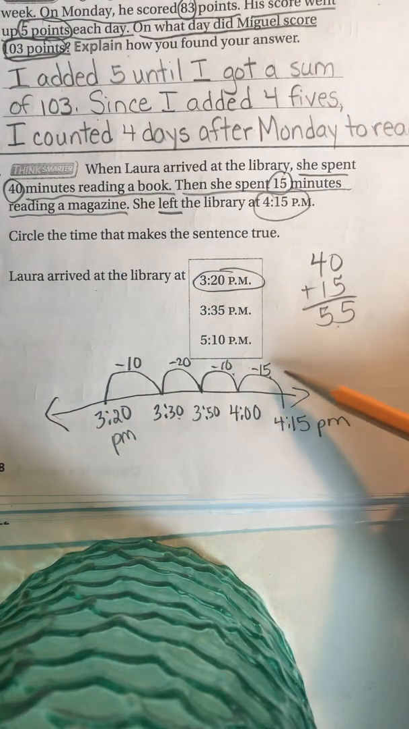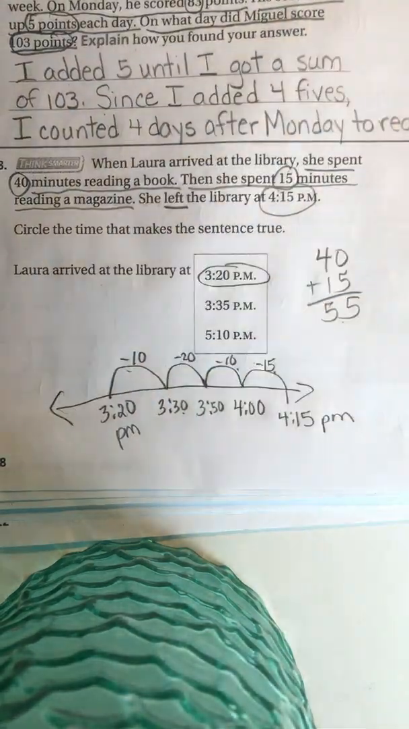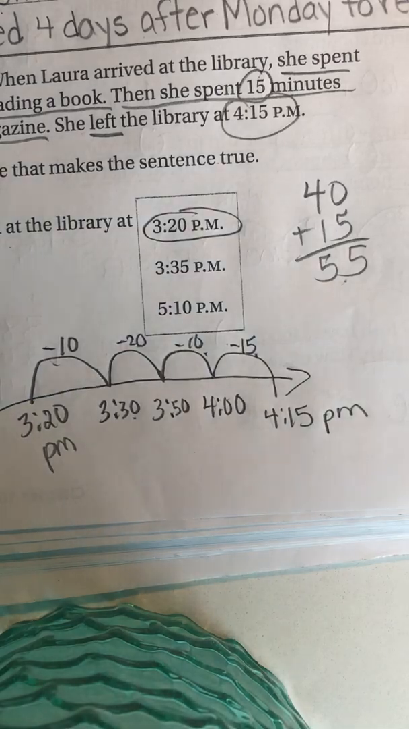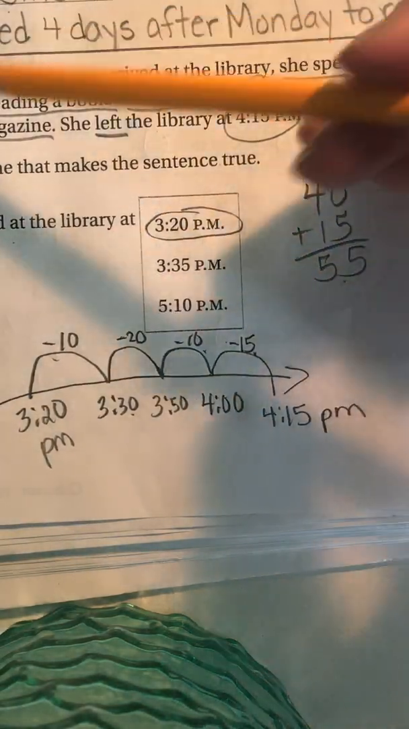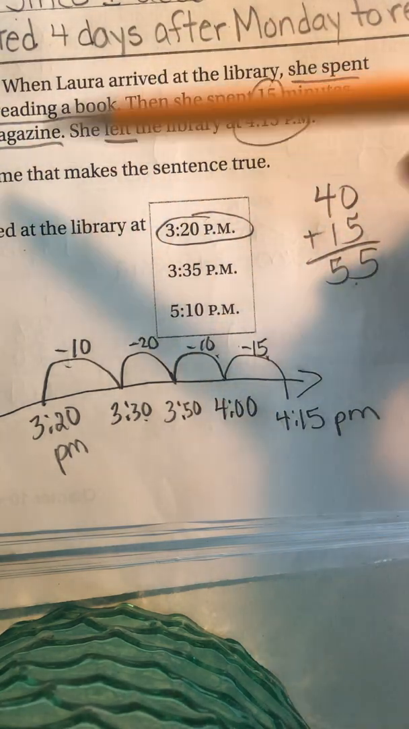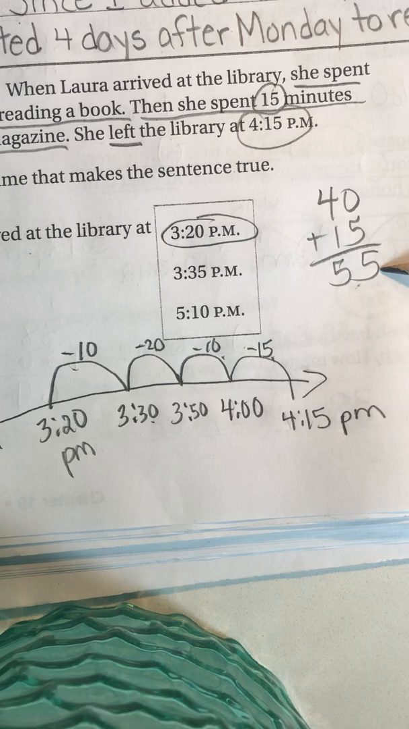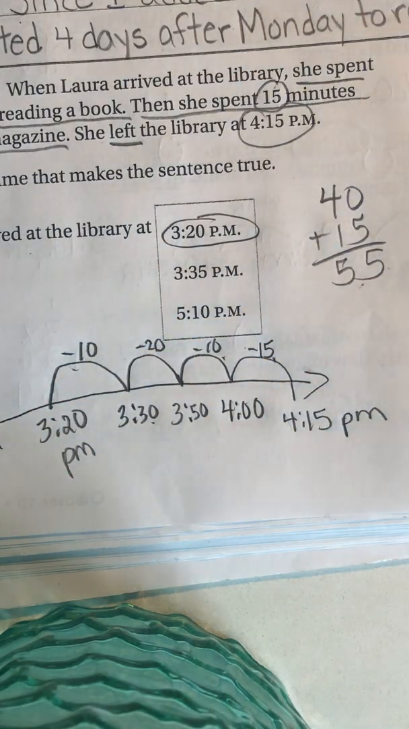So, what time did Laura arrive at the library? 3:20. So, 15 plus 10 plus 20 plus 10 is 55 minutes, my friends. Where did I get 55 minutes from? Because in the problem, she spent 40 minutes reading and 15 minutes reading a magazine. So 40 plus 15 is the 55 minutes that I have to use as jumps on the number line.